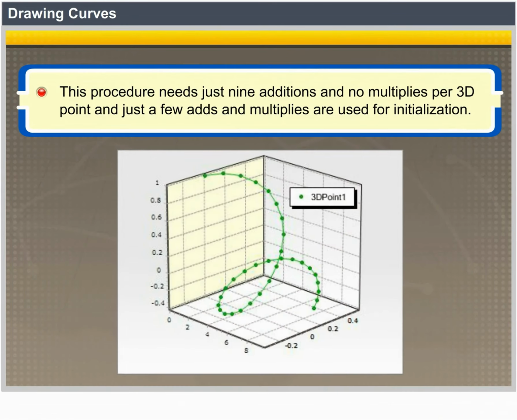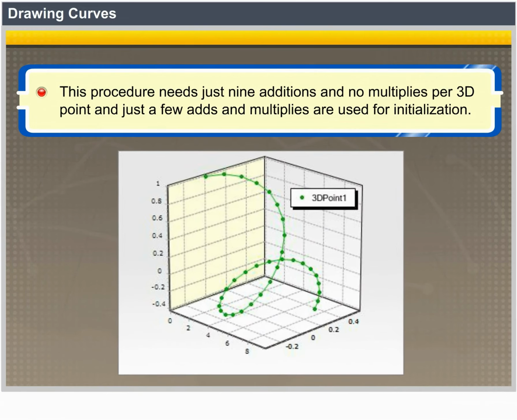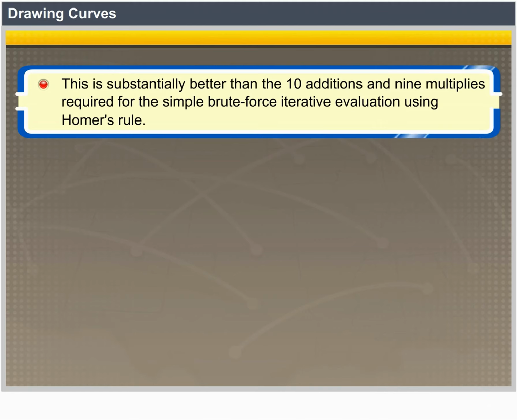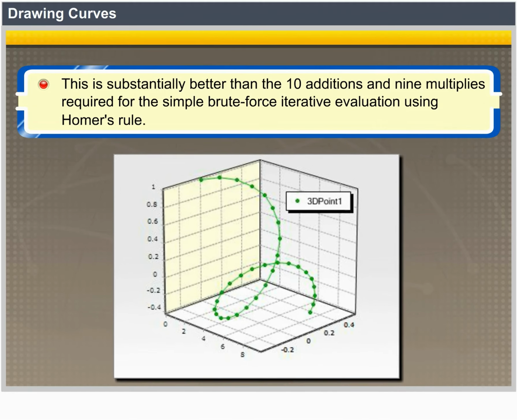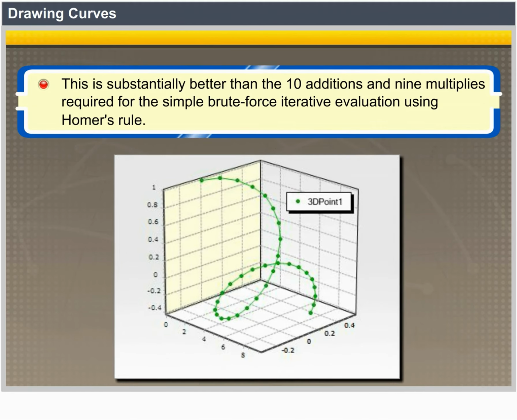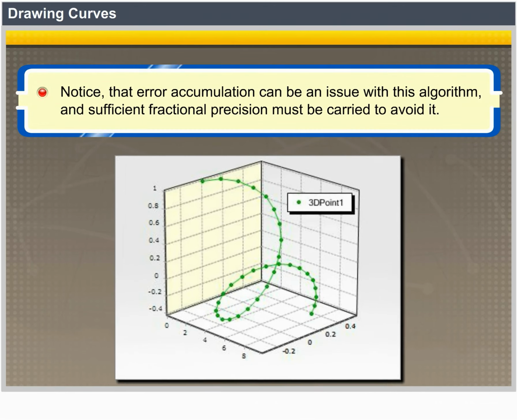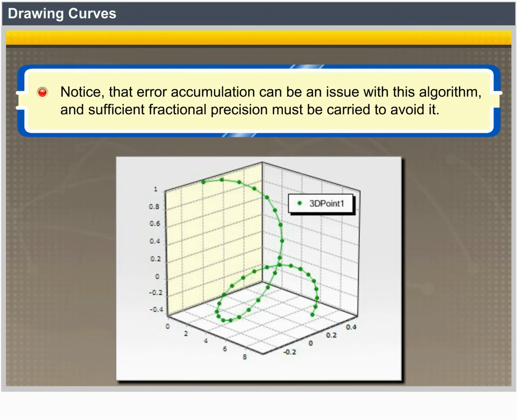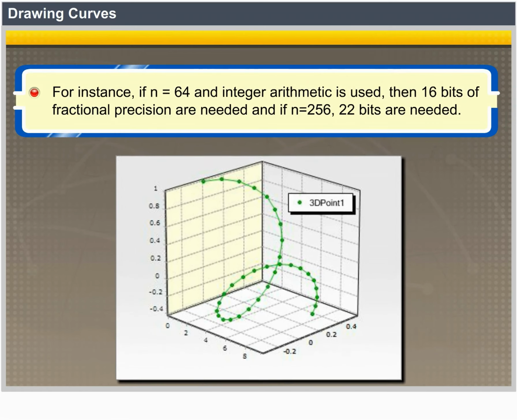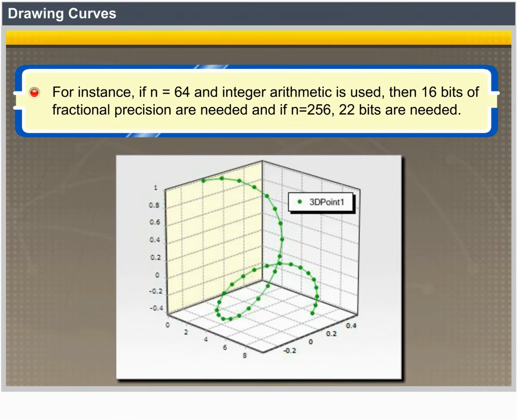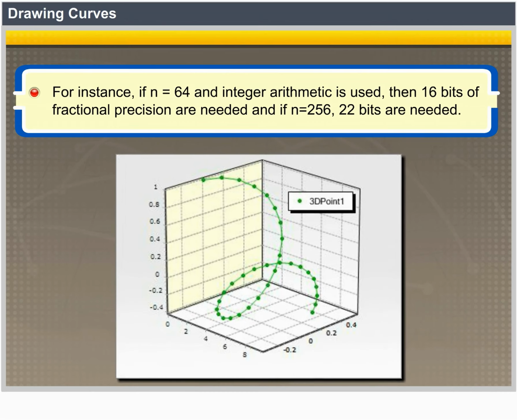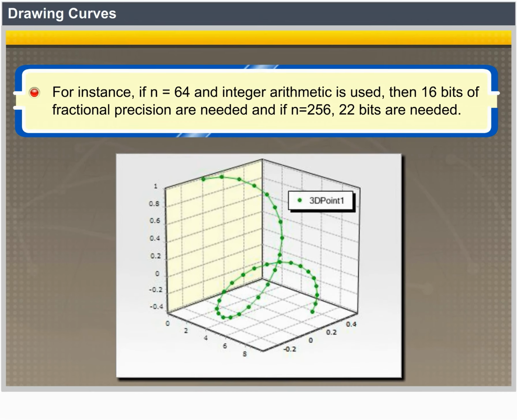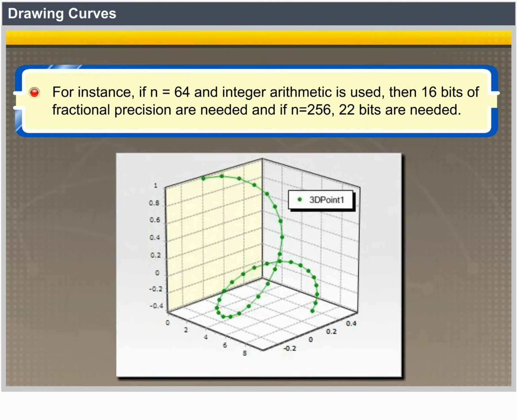This procedure needs just 9 additions and no multiplications per 3D point, and just a few adds and multiplies are used for initialization. This is considerably better than the 10 additions and 9 multiplications needed for the simple brute force iterative evaluation using Horner's rule. Notice that error accumulation can be an issue with this algorithm, and sufficient fractional precision must be carried to avoid it. For instance, if n equals 64 and integer arithmetic is used, then 16 bits of fractional precision are needed. If n equals 256, 22 bits are needed.